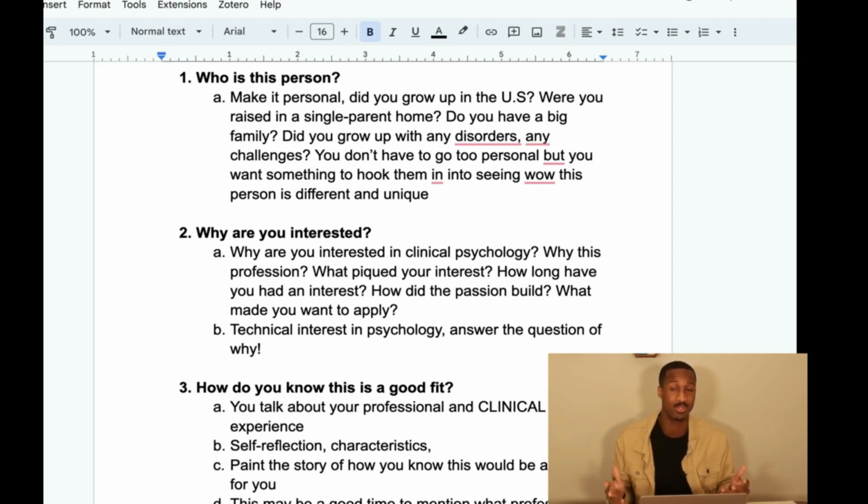And so whatever experiences you've gone through, whatever challenges you've gone through, whatever things in your life have really opened the door to where you are today in terms of applying for graduate school, talk about those things. Talk about your experiences, talk about your family life, talk about your personal life, and show them who you are.